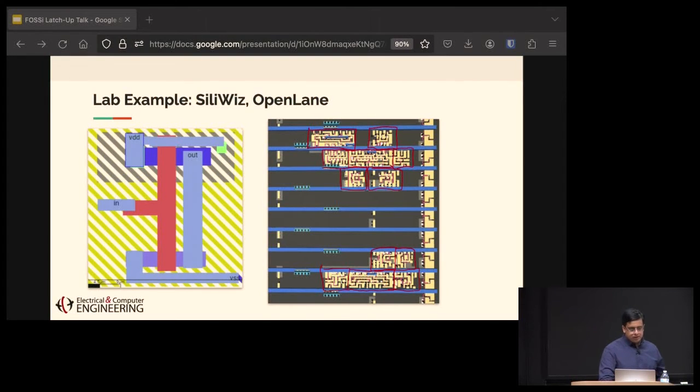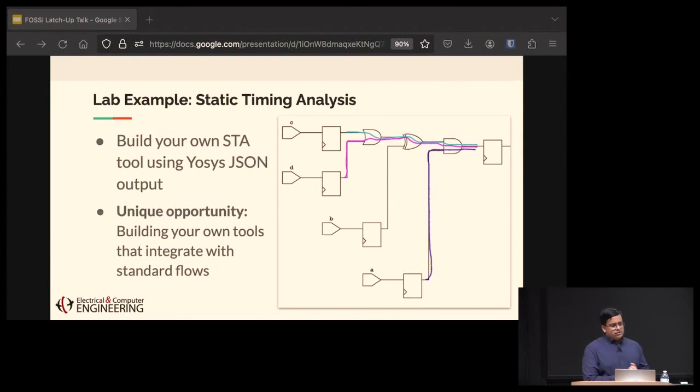Static timing analysis. Another very unique opportunity is that, with the fact that we have such standardized and open formats, we can have students build their own STA tool. So we actually give them the output of a design from Yosys, and we give them the timing parameters for different standard cells, and we have them build an STA tool.